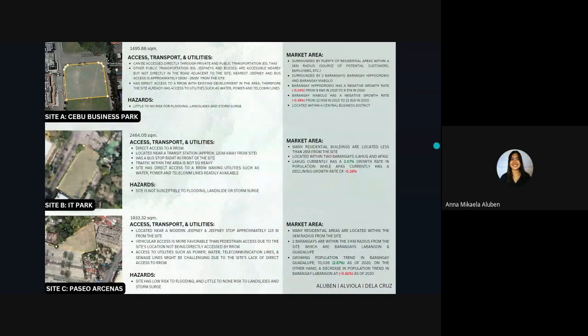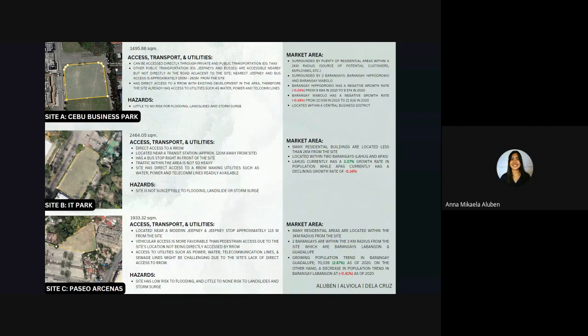Next slide, please. Our first site is located in Cebu Business Park with a total lot area of 1,495.86 square meters. For access, transport, and utilities, it can be accessed directly through private and public transportation, specifically taxis. Other public transportation like jeepneys and buses are accessible not directly but nearby, approximately 150 to 260 meters from the site. It has direct access to a road right-of-way with existing development in the area, so there are already existing utilities for the site.